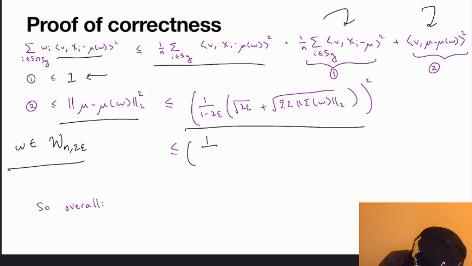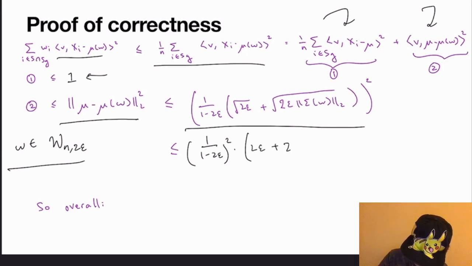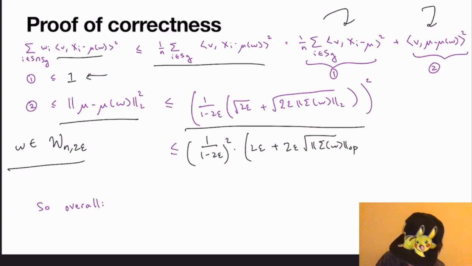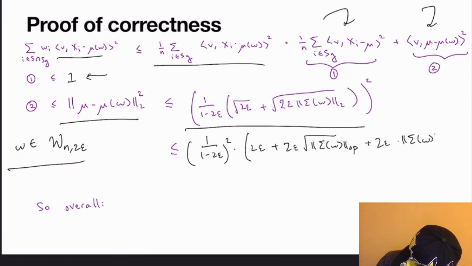So this becomes 1 over 1 minus 2 epsilon quantity squared times 4, oops, that's not how math works, times 2 epsilon plus 2 epsilon times the square root of the spectral norm of sigma w plus another 2 epsilon times the spectral norm of sigma of w. Okay, and overall we want this entire expression, so 1 plus 2, to be less than or equal to the spectral norm of sigma of w over 2.